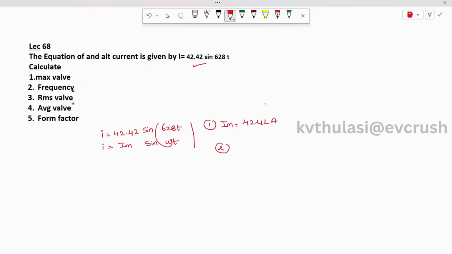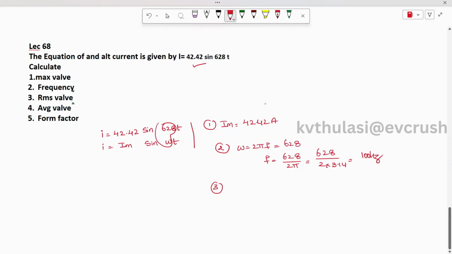When you compare this, omega is equal to 2 pi f, that is equal to 628. From here f is equal to 628 divided by 2 pi. When you perform it, this is 628 divided by 2 into 3.14, that is equal to 100 hertz. So the second bit is completed.